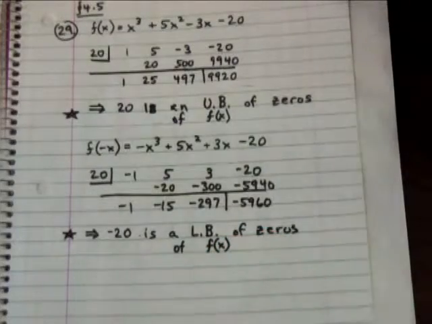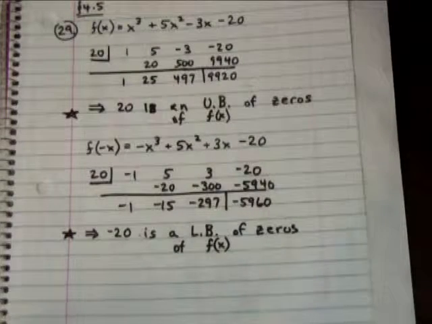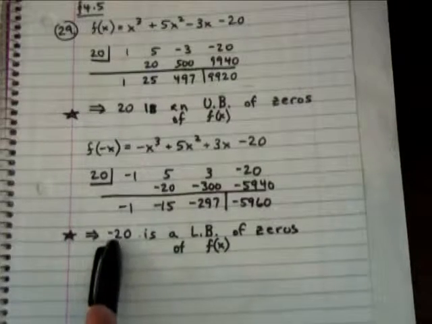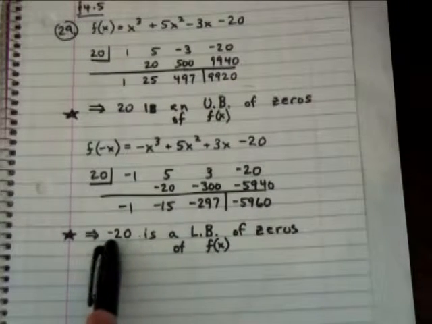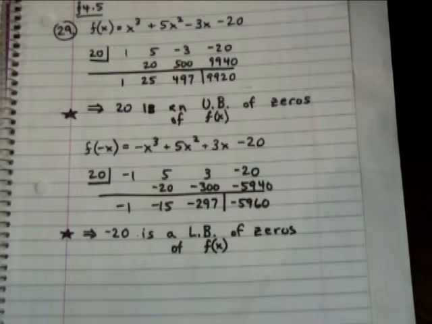So that's how to use the upper bound theorem and the lower bound theorem for finding the upper and lower bounds for the zeros of a polynomial. Again, this could have been done much more tightly. In fact, I think you could have used something like negative 6 and found that that is a lower bound for this polynomial as well.